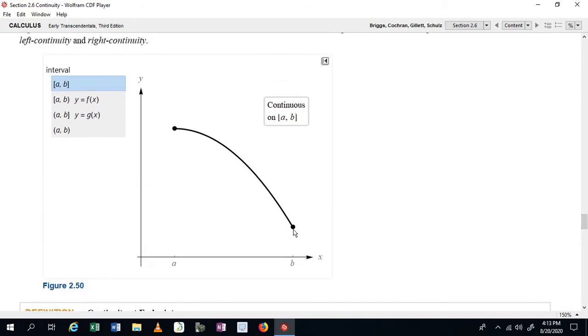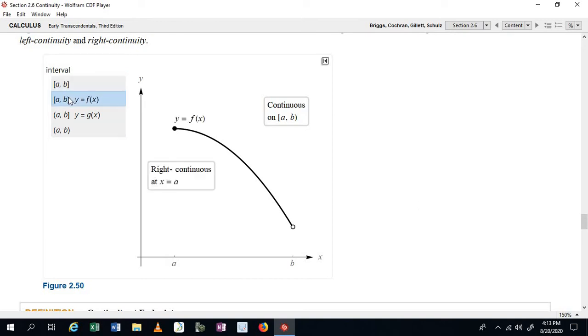Now, is it left continuous at b? Well, to be left continuous at b, the limit of this function as x approaches b from the negative side of b would have to be the same as f evaluated at b. So let's look. The y value that you're approaching as x is getting closer to b from the negative side appears to be this y value here, and that's the same as f evaluated at b. So yes, it's left continuous. All right, so this function is both right continuous and left continuous.